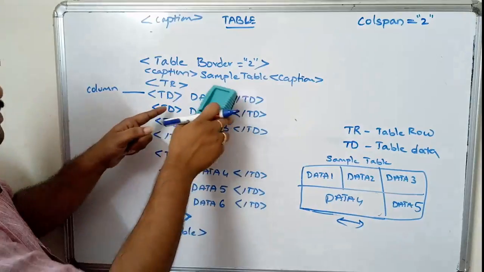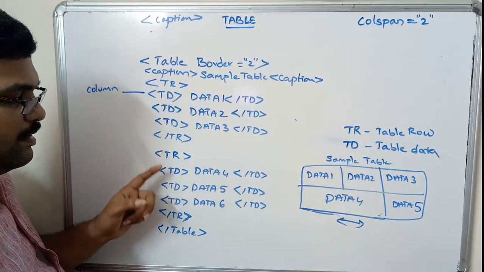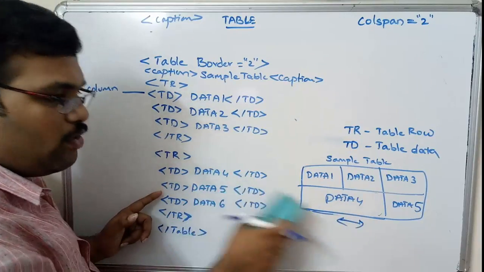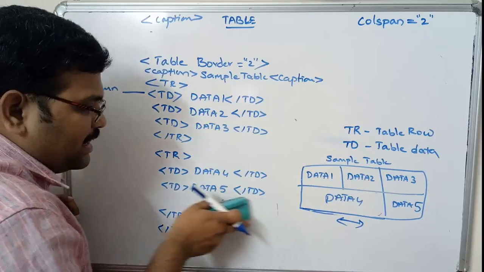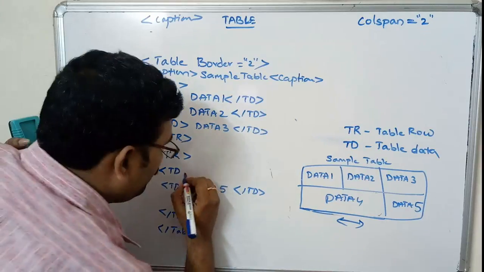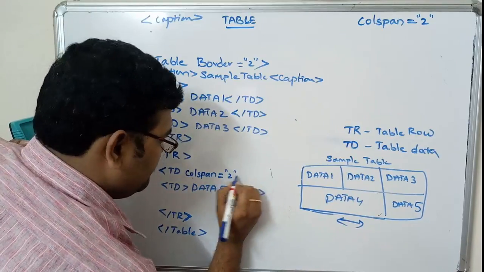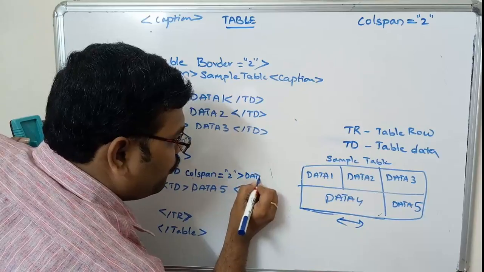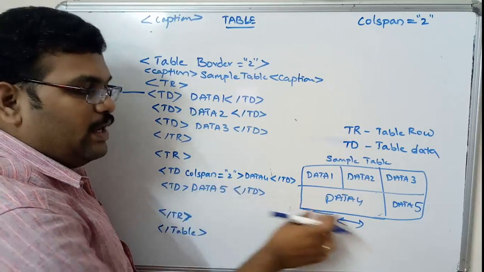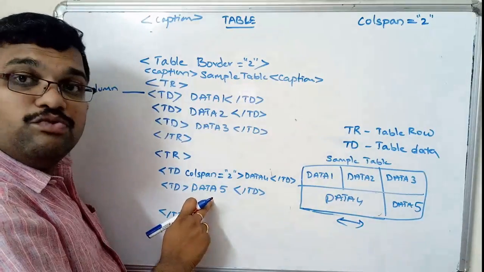So first row, data 1, data 2, data 3, there is no change. Coming to the next one, TR, data 4, and in the second row also it must be merged. So we can erase the third one, and inside the first TD write an attribute colspan is equal to 2, data 4, close TD. So obviously two columns will be merged, and the next one will be displayed on the third column. Hope you understood this one.